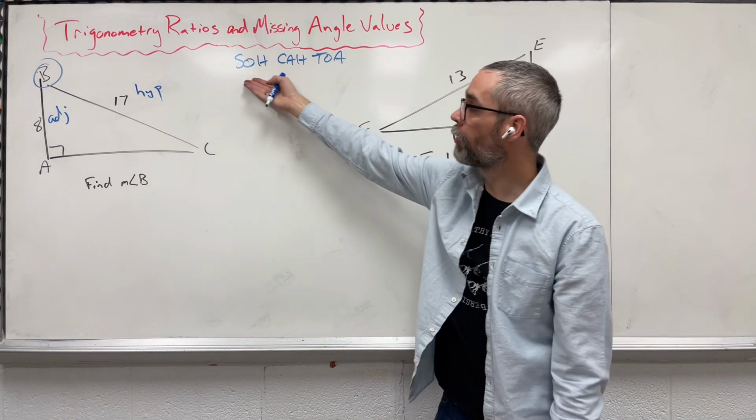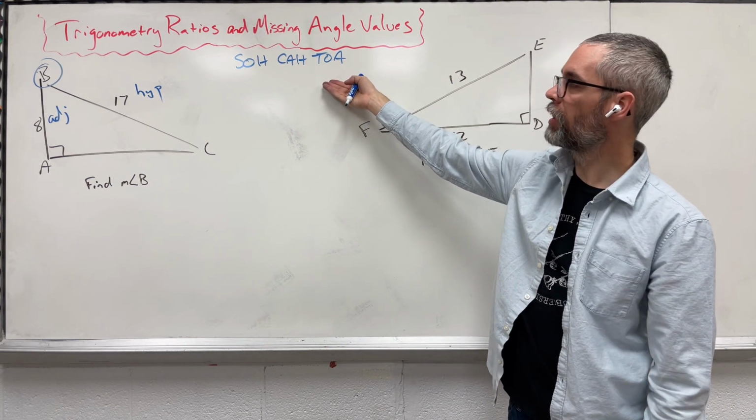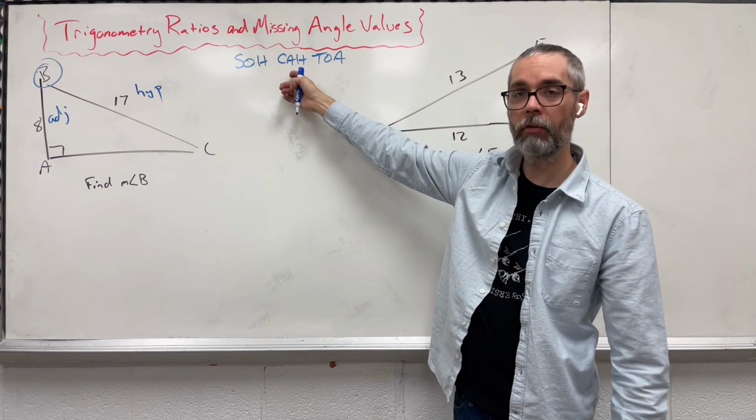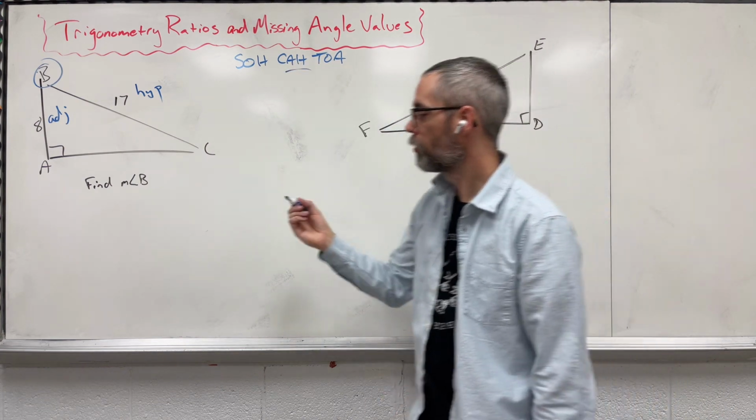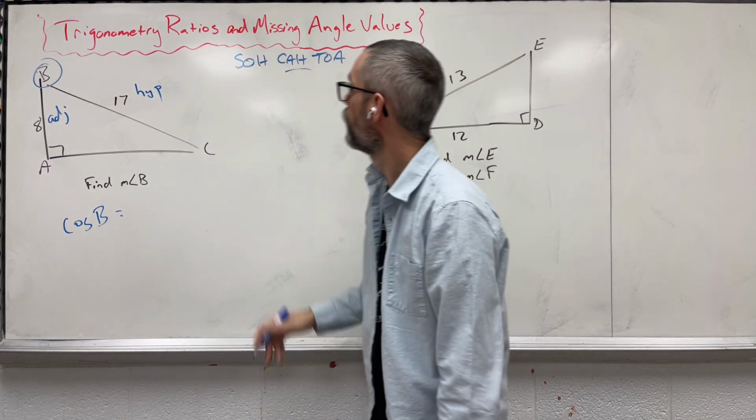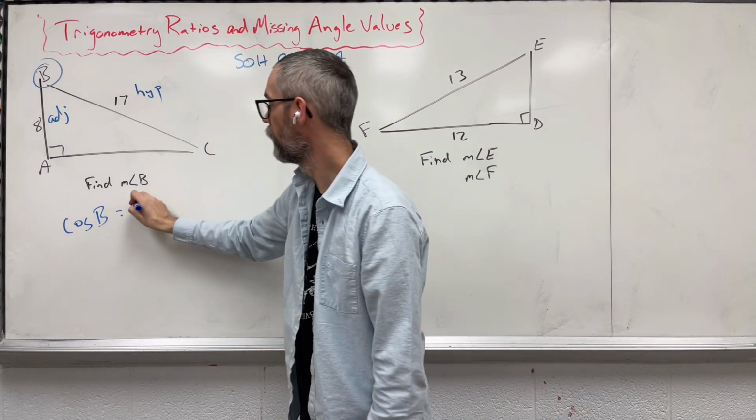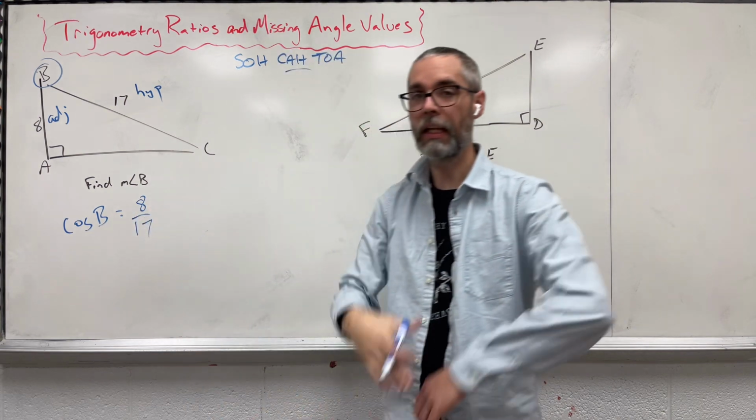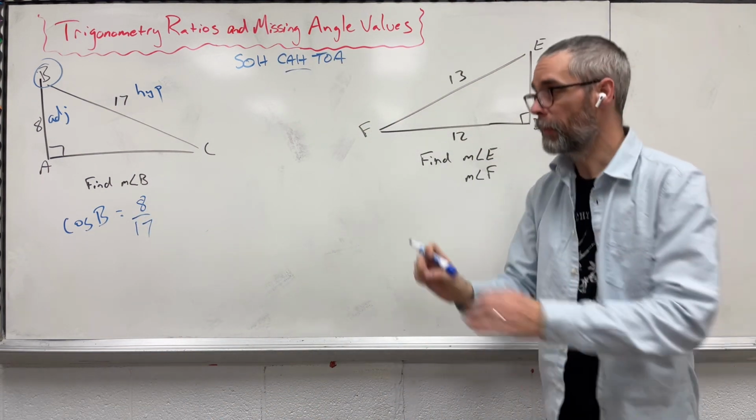So then we come up and look at our rules, and it goes, what uses adjacent and hypotenuse? Adjacent and hypotenuse? Right there, cosine. So we can say cosine of B equals adjacent, which is 8, over 17. We set everything up. Great.